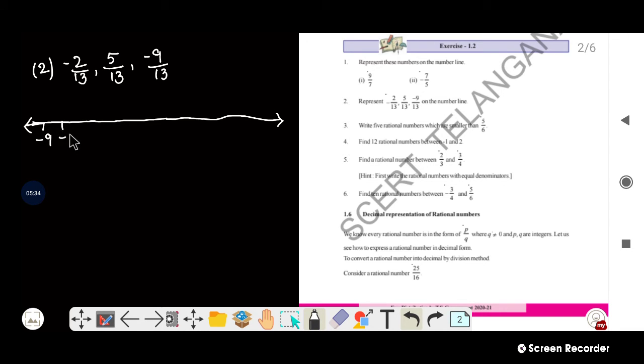-9, -8, -7, -6, -5, -4, -3, -2, -1, 0, 1, 2, 3. Here I write 4, and I want to extend this line. This is the fifth one. Okay, so every number you can divide by 13.